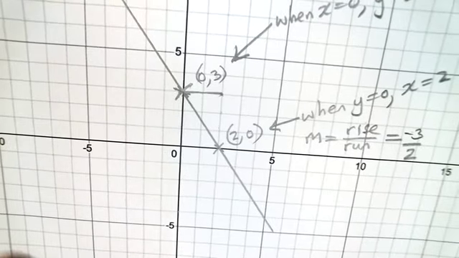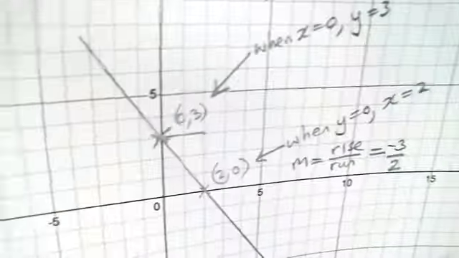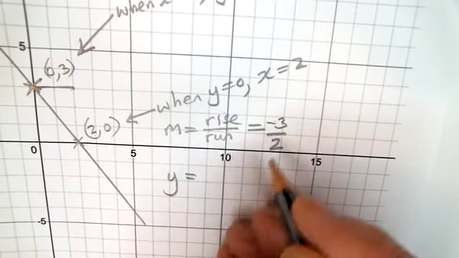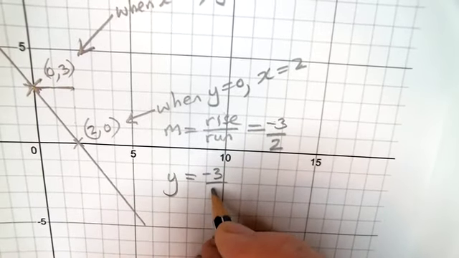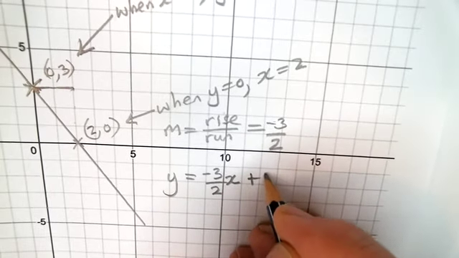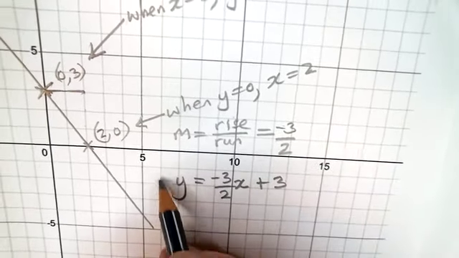Now we've got enough information to actually write this whole equation. So let's go ahead and do that now. So we can say y is equal to negative 3 over 2 x plus 3. So that is now our equation.